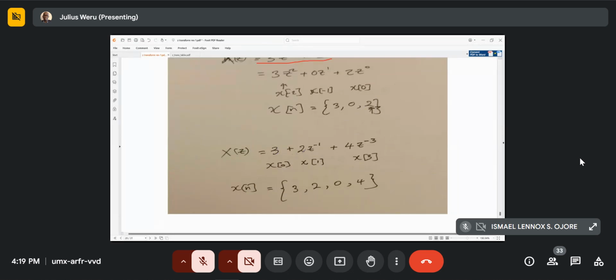Here you're given 3 plus 2 z to the minus 1. Remember, this is always z to the minus n. So if you have this, it means here n is 1, n is 0 here, so this is the 0th sample, and this is the sample where n is equal to 3.